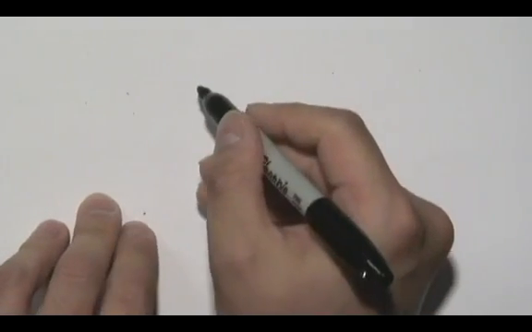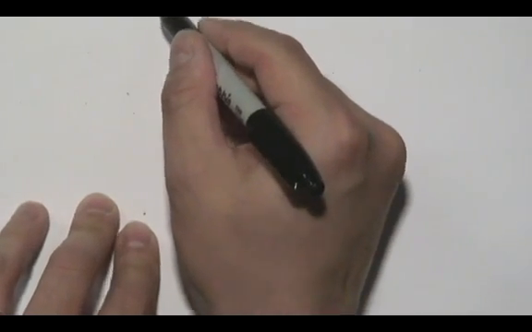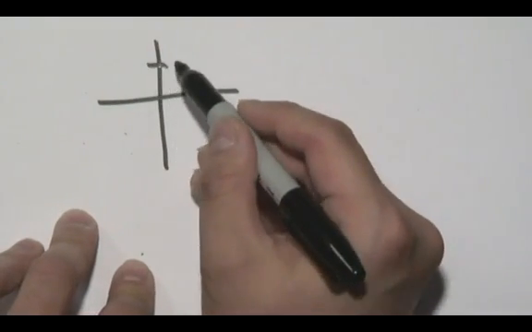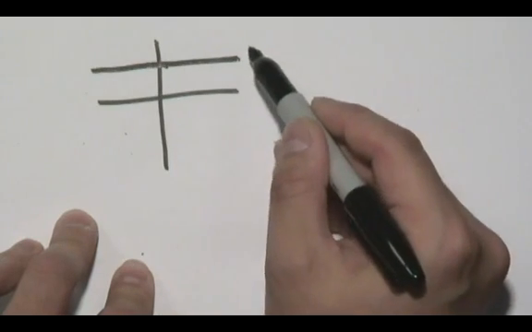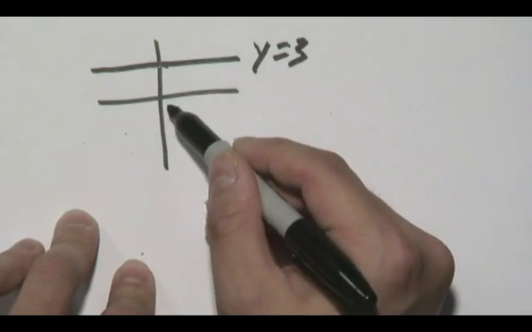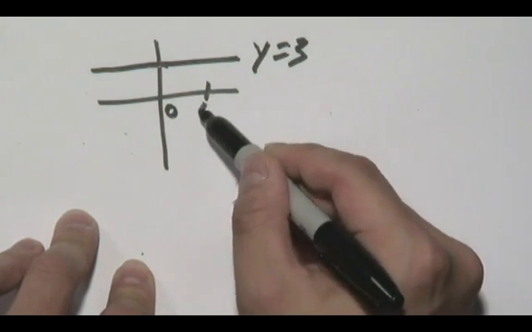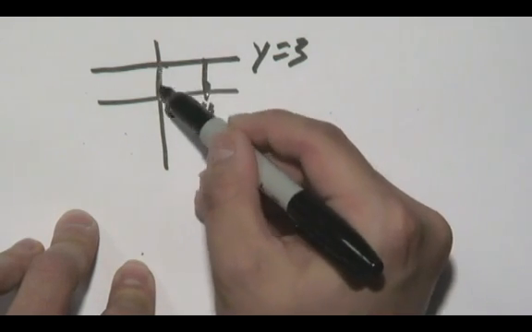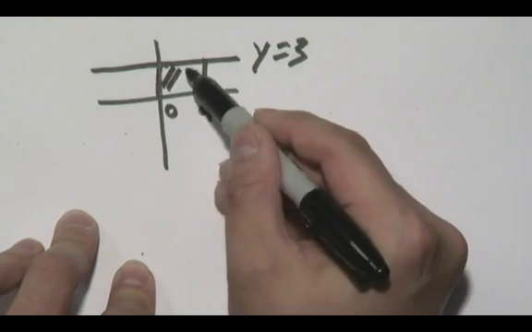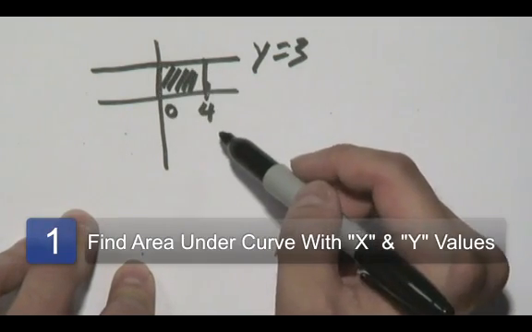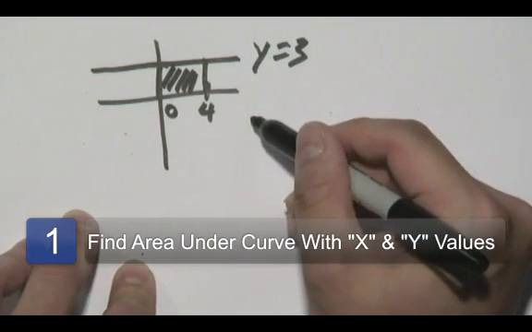So here we go. A common example where you can find the area under a curve using precalculus is, let's say you have a typical grid, and suppose you have a horizontal line across y equals 3. Suppose you wanted to find the area under the curve from 0 to 4. Let's shade it for full effect. All you want to do here is simply use the geometry formulas that you're familiar with.